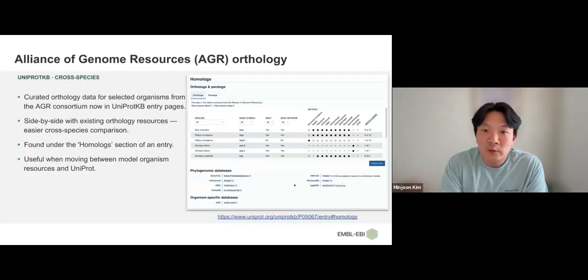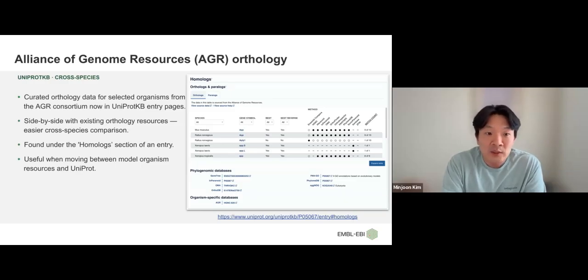The first section that we would like to introduce is the new homolog section inside the UniProt entry page. This is from the Alliance of Genome Resources Orthology, AGR. These are curated orthology data for selected organisms from the AGR consortium, and this is now available in the UniProtKB entry pages. It's at the very end of the page, so the last section within the entry page will contain this information.